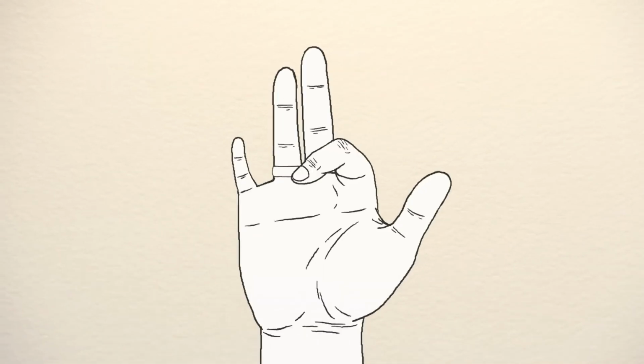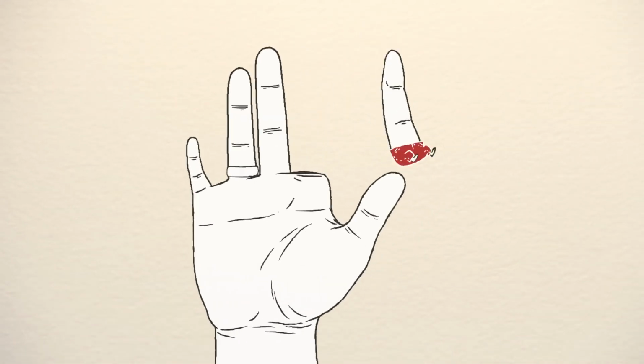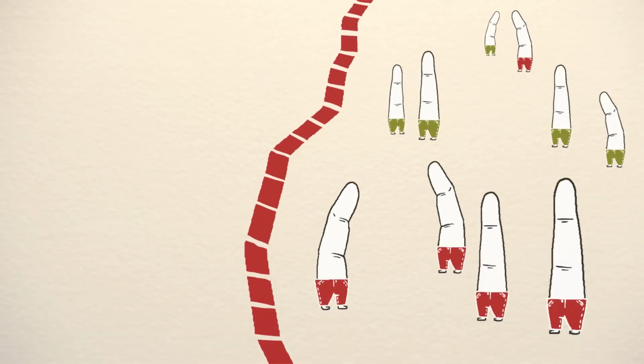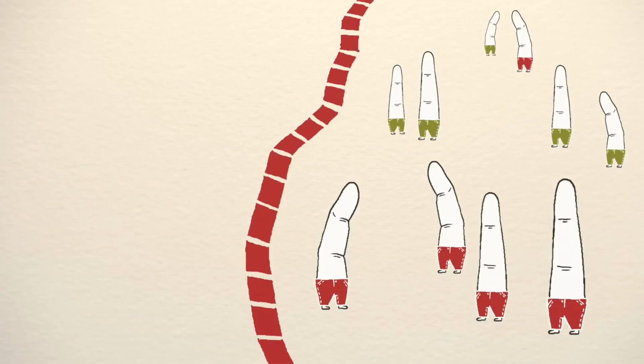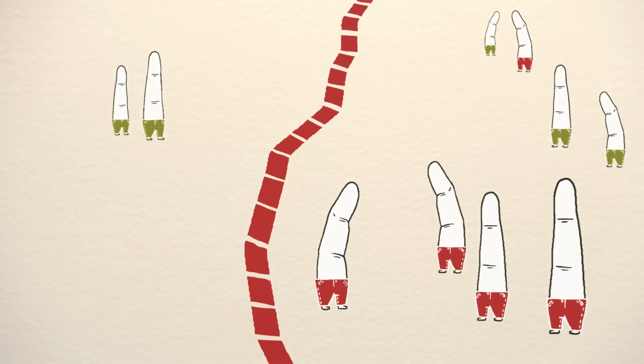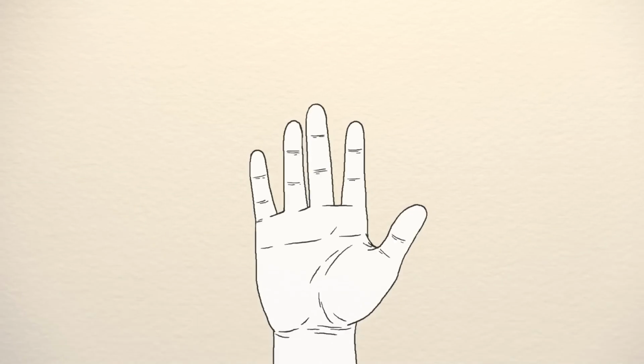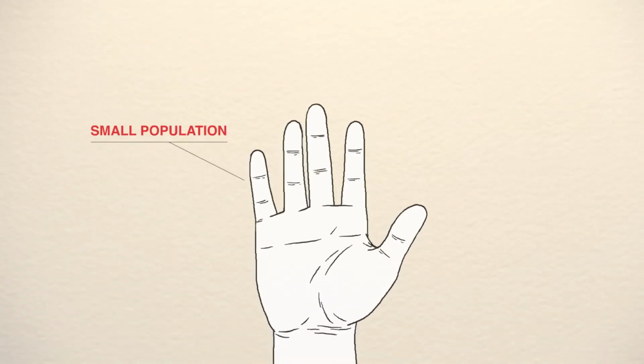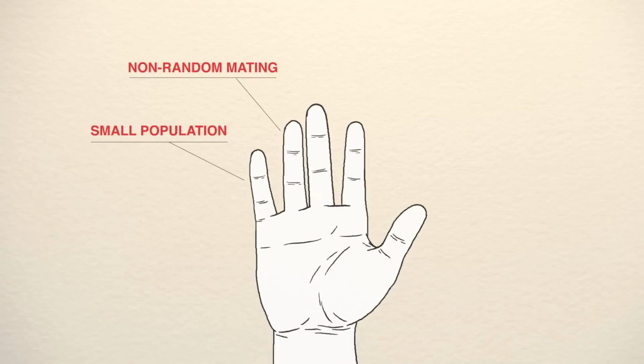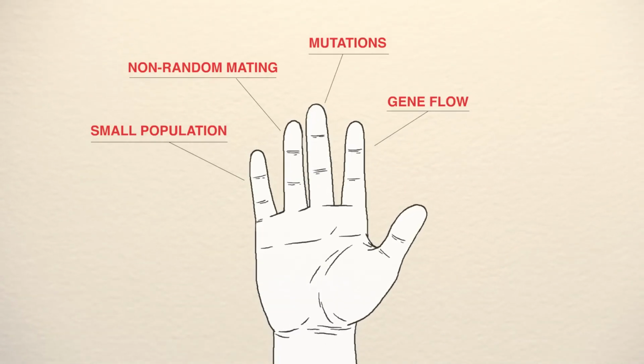The pointer finger should remind you of movement. If new individuals flow into an area or immigrate, the frequency will change. If individuals flow out of an area or emigrate, then the frequency will change. In science, we refer to this movement as gene flow. All 4 of the processes represented by our fingers can cause evolution: small population size, non-random mating, mutations, and gene flow.